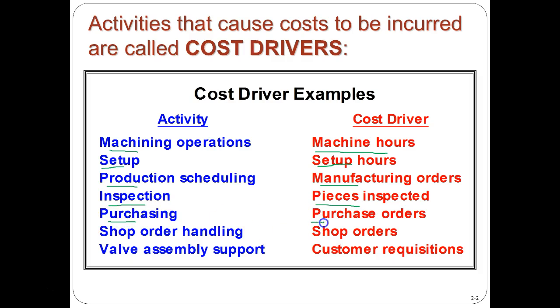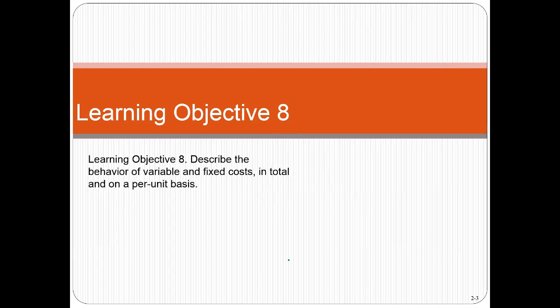Purchasing, we might look at the number of purchase orders, and once again we might use that in order to allocate costs between different items. Shop order handling, we might look at shop orders. Value assembly support, so the support items. Customer requisitions might be the thing to allow us to take a look at the driving factor of those costs in order to, one, maybe allocate the cost between different products and different departments, or to estimate the cost that will be incurred in some way or another.